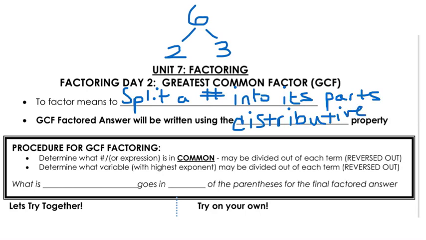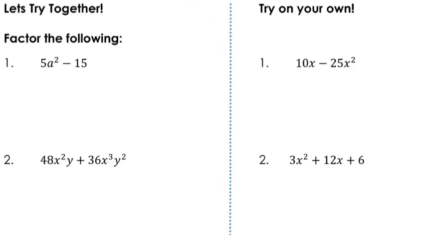And one last rule of thumb today is what is divided out goes in front of the parentheses for the final factored answer. We'll talk more about that as we proceed with the lesson.